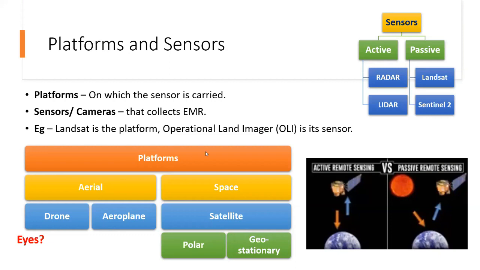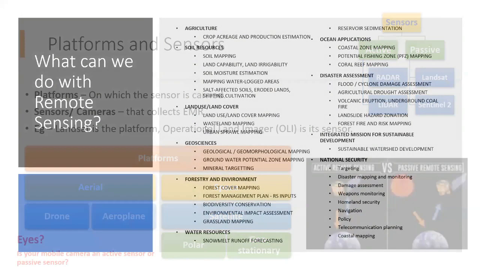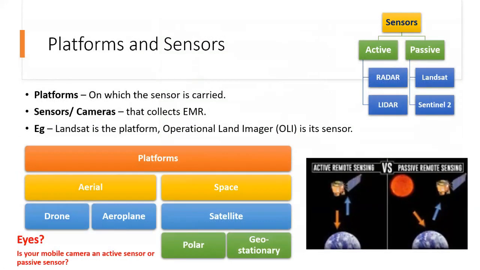Then, another question: how is our mobile camera? Is it an active sensor or a passive sensor? Everybody uses mobile cameras nowadays. Active. Active sensor. Okay.